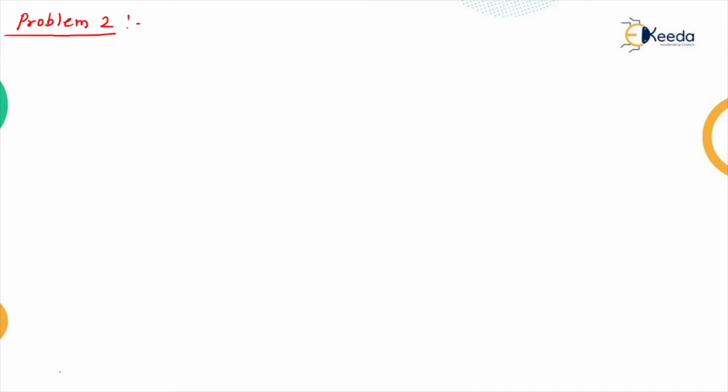Let's see what problem number 2 is. Prove that the limit as x tends to 0 of sin x into log x is equal to 0. We have to prove this. So let's see how to write its solution.